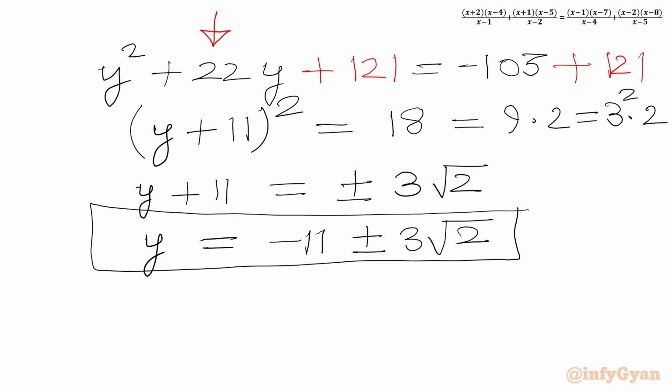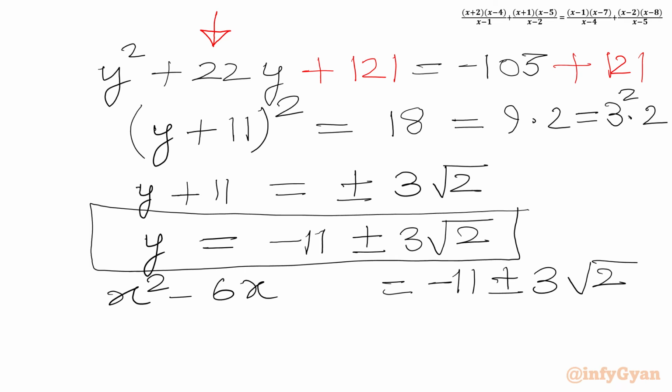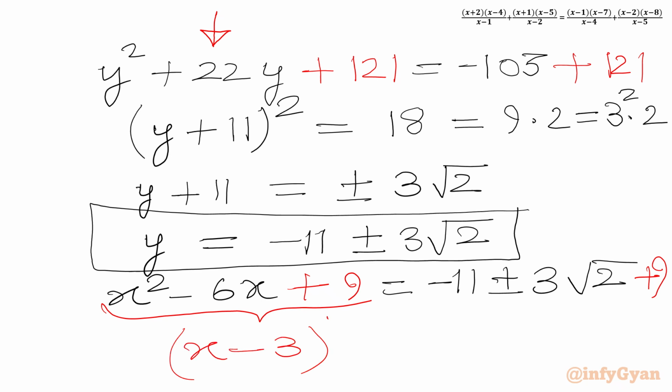Now this is y. Y was our substitution, x square minus 6x. So we will write here x square minus 6x equal to minus 11 plus minus 3 square root 2. Again we will use the completing the square method. So the coefficient of x is minus 6, half is minus 3, square of minus 3 is 9. We will add 9 to both sides. Now the LHS will give us (x minus 3) whole square this time. And in the RHS, the value will be minus 2 plus minus 3 square root 2.